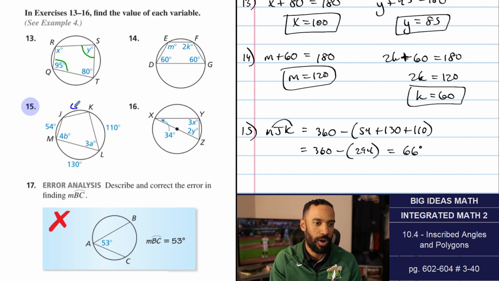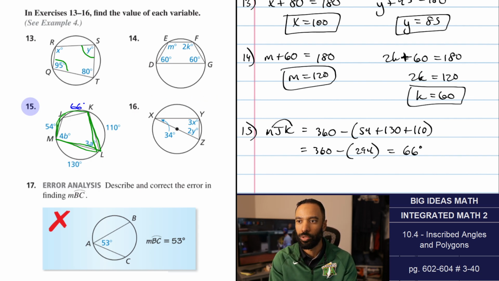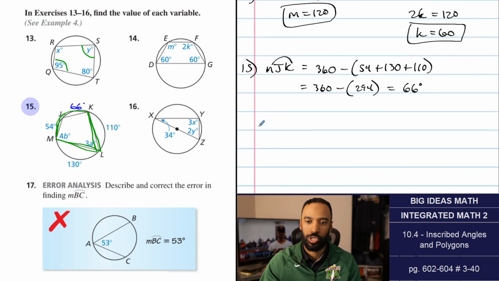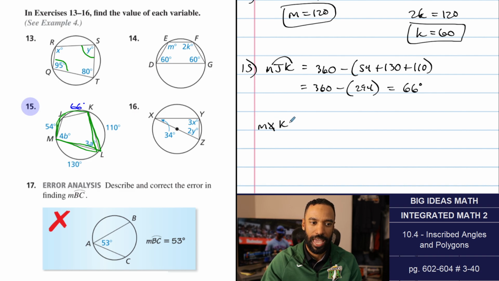And the reason I wanted that is because I was looking at this being a portion of, say, this measure of angle KLM right there. Boom. Because there's the intercepted arc for it. 3A will be half of that. So let's jump into that one. Let's do measure of angle KLM.